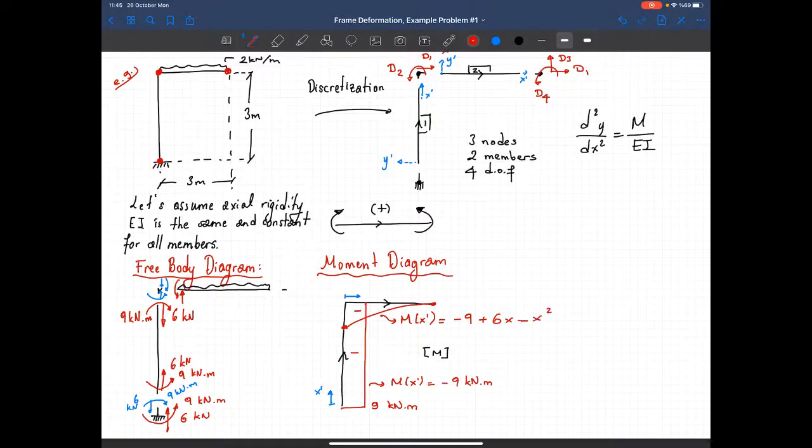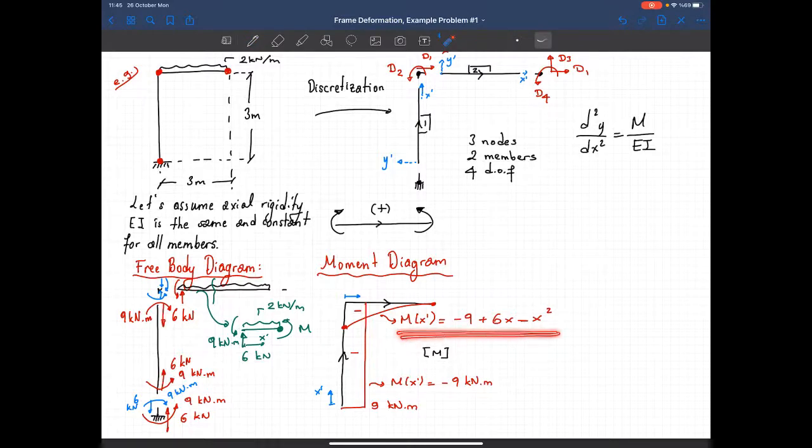Now, if you cannot directly write this equation, you can always do this. Let me use a different color. You can always take a section cut and do that. I have a uniform distributed load, that's 2 kilonewton per meter. That's the moment M. I have a shear force here, 6 kilonewtons, and I have a moment here, 9 kilonewton meters, and this is the x prime axis. Take moment with respect to that point, and at the end of the day you will get this equation.